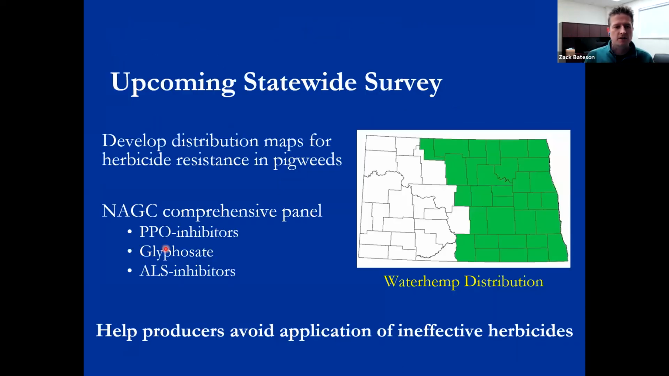So right now we have an upcoming survey. We're going to do more finite work with weed scientists at NDSU, as well as those across the state, to develop a distribution map. So not only do we know where water hemp, for example, is found, but we want to include a layer in this map where there are herbicide resistant populations based off of the genotyping that we're doing. And we're doing other herbicide resistant traits, genetic markers that are linked to herbicide resistant traits, to develop more of these layered maps. And again, this is just to help producers avoid that application of ineffective herbicides.